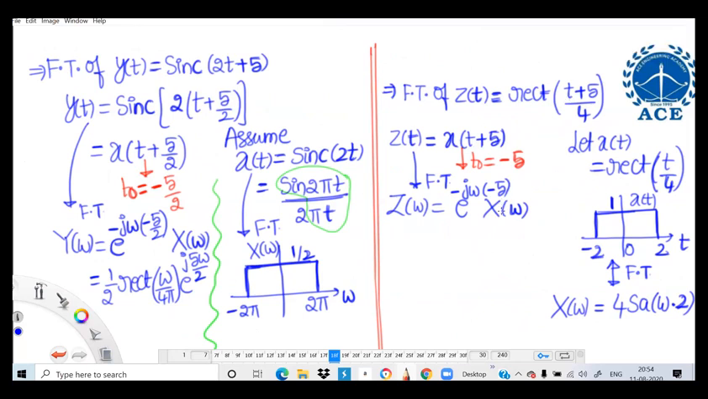Sir, I got 4 sinc of 4 omega e raised to 20 j omega. I don't know how you get 20 here. You have probably taken the shift wrongly. If you take the shift as -5 by 4, it is wrong. The shift is -5 only. Cross check, somewhere you have made a mistake. Okay. Got it, sir. Thank you, sir.